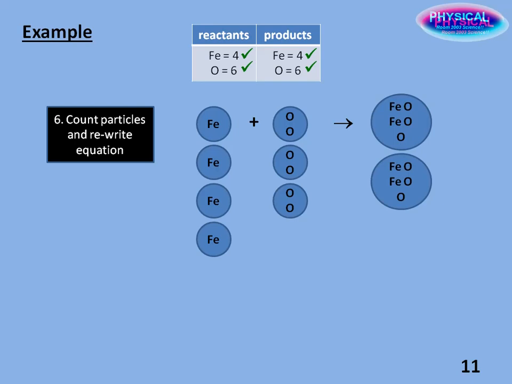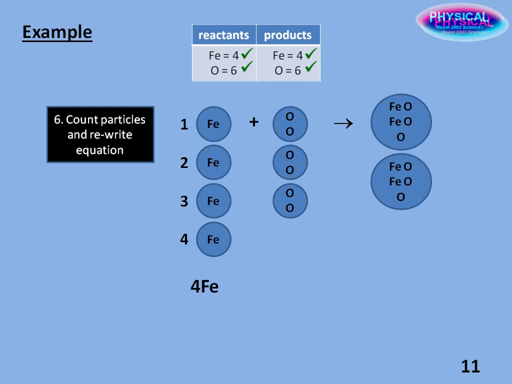That brings us to our final step. We are balanced. Now we're going to count particles and rewrite the equation. Remember, count particles means that's our coefficient. So starting on the left side, I have 1, 2, 3, 4 iron particles. That's going to look like this.